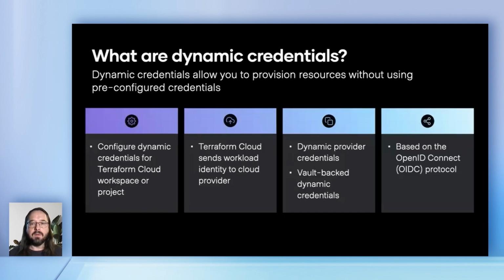There's two flavors of dynamic credentials. You can either use dynamic credentials directly with your cloud provider, or you can use Vault to back those dynamic credentials and Vault Secrets Engine to authenticate with the cloud provider. And we'll be looking at both of those scenarios in this workshop. All of this is based on an open source protocol called OpenID Connect, or OIDC. So that means you can use dynamic provider credentials not just with the major cloud providers, but with any cloud provider that supports OIDC.